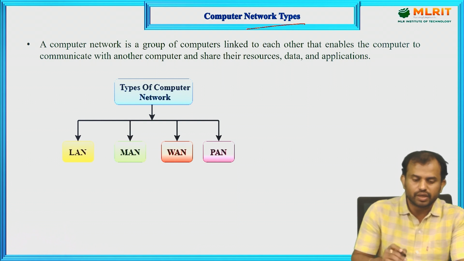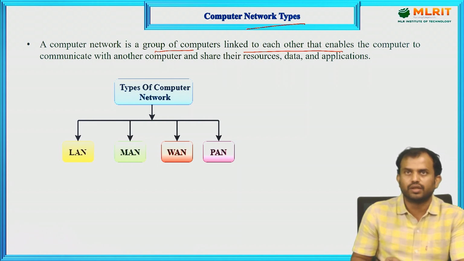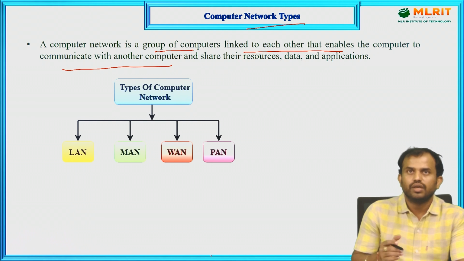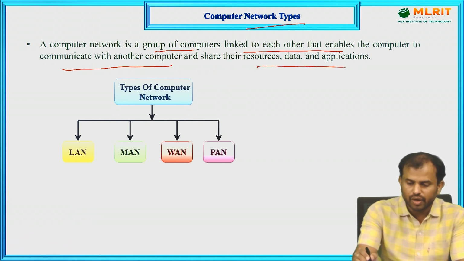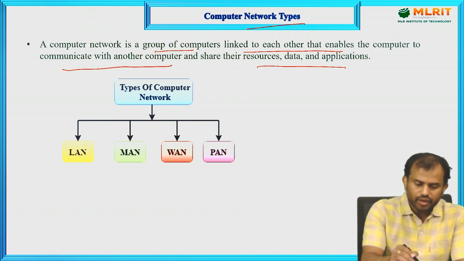A network means a group of computers that is linked to other computers, other clients, so that a computer can communicate with another computer and share their information, which means data values or any kind of application values. So here there are different types of networks.